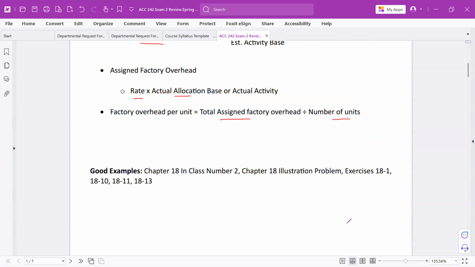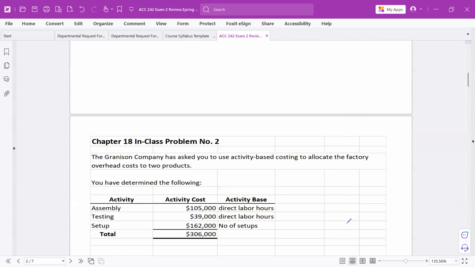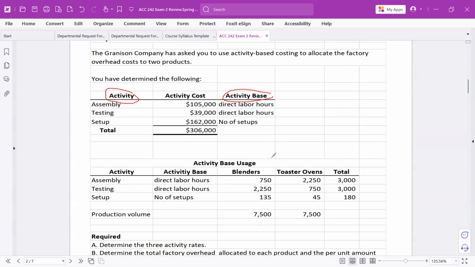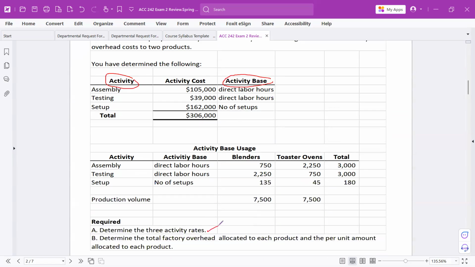There were several examples that we looked at from chapter 18, and I'm going to cover one of them that uses activity rates. In this first one, we have three activities. The activities are defined. The activity base is defined. All we need to do here is find the rates and then determine the overhead that should be allocated in total to each product and then on a per unit basis.